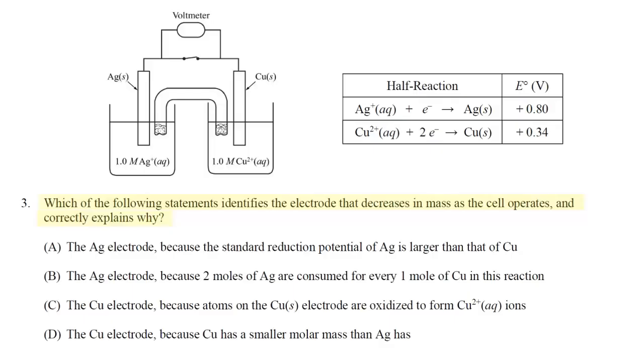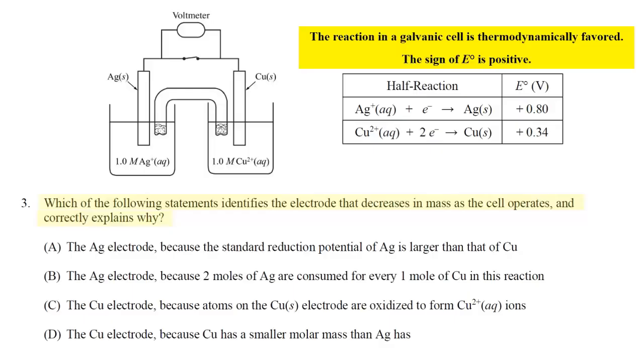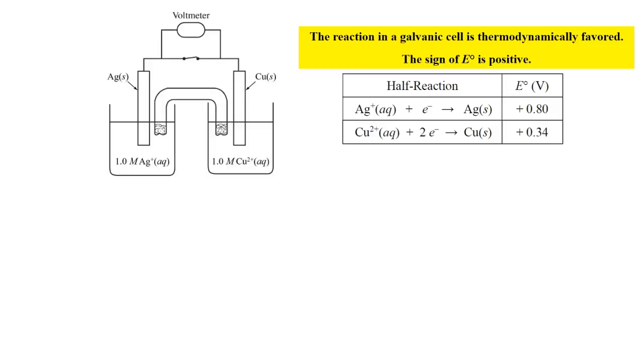Because once we write this overall balanced equation for the reaction, we can determine which of the electrodes should be decreasing in mass. Now remember that a standard galvanic cell is thermodynamically favored. Therefore, the sign of the cell potential should be positive. So when we combine these 2 half reactions, we need the sign of the cell potential to be positive. What I'm going to do is just write the silver half reaction without changing anything. So it's going to be 1 mole of aqueous silver plus ions reacting with 1 mole of electrons to produce 1 mole of solid silver.